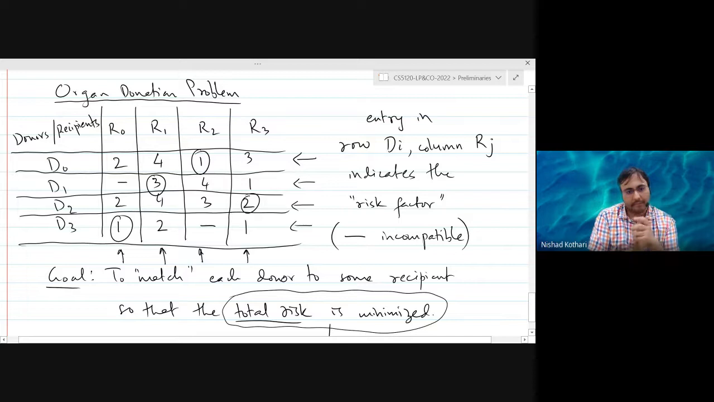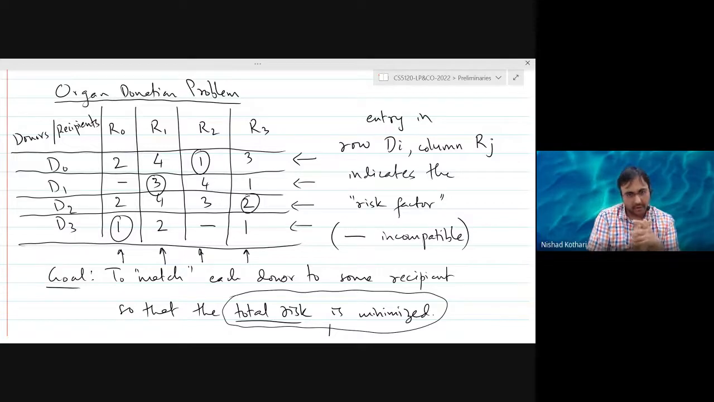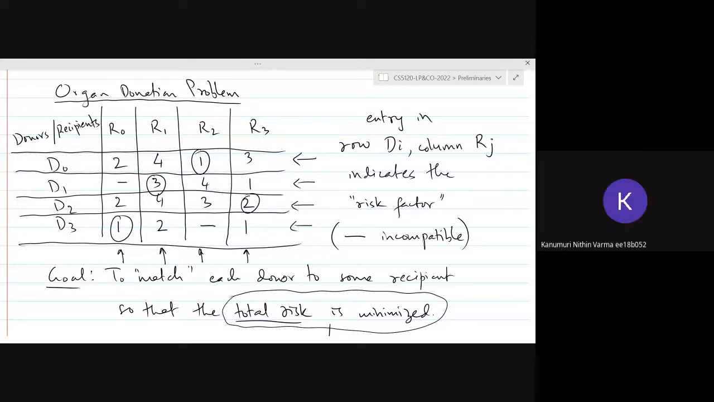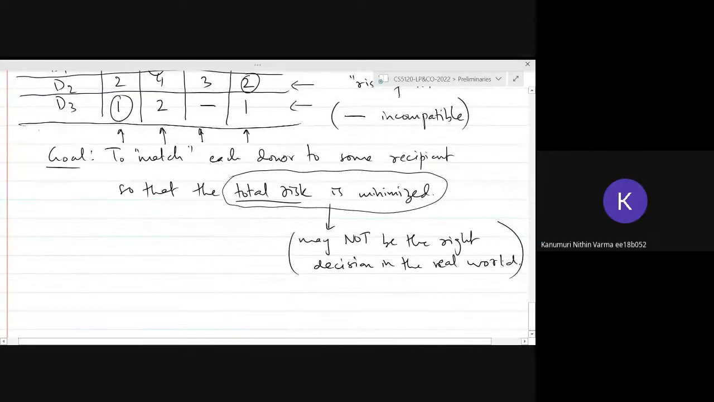It's a very straightforward formulation, right? Can anyone suggest what to do? Can we construct a graph from this? It's a bipartite graph. And what are your two parts going to be? One side is the donors and the other recipients. Okay, great. And we have edges everywhere except for the dash.